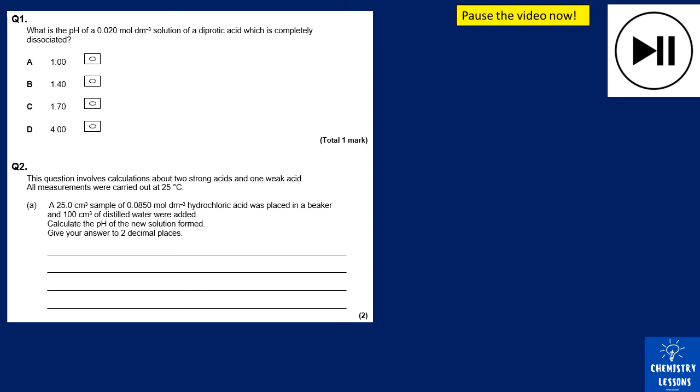Okay, so question 1, we're asked to determine the pH. Now pH is minus log, and it's log to the base 10, of the H plus concentration. So the only way we can find the pH is to find the H plus concentration. We know the concentration of the acid is 0.020 moles per decimeter cubed. We know it's a diprotic acid, and we know it completely dissociates.